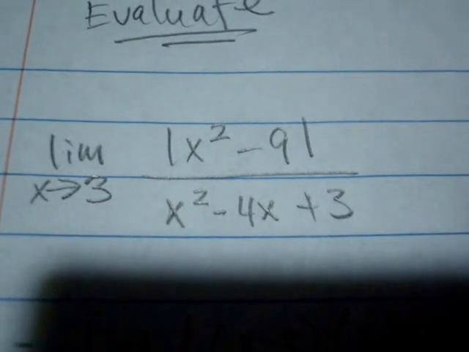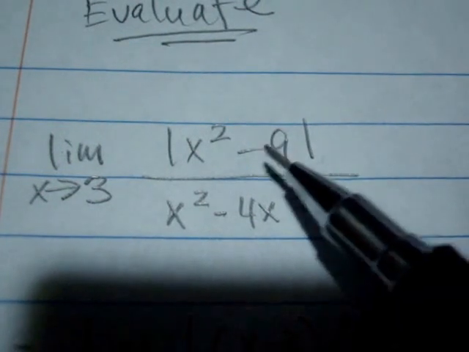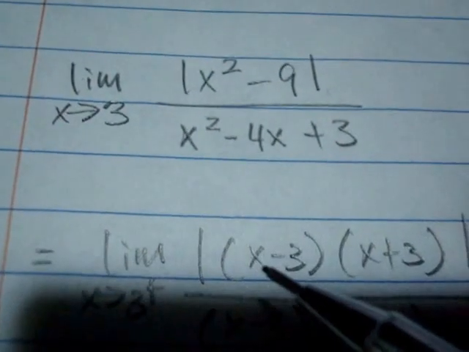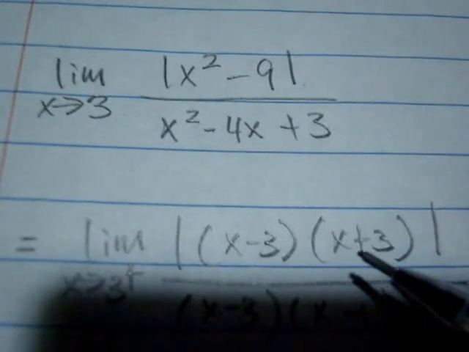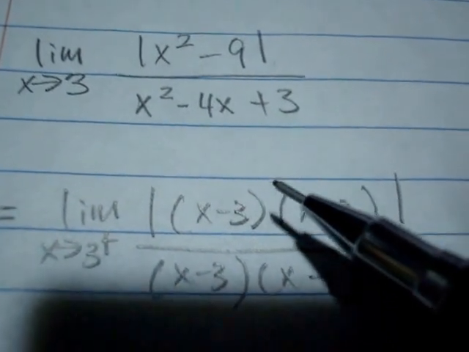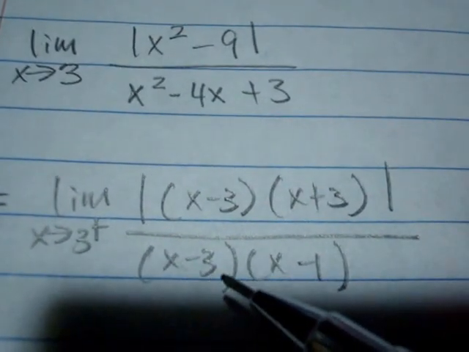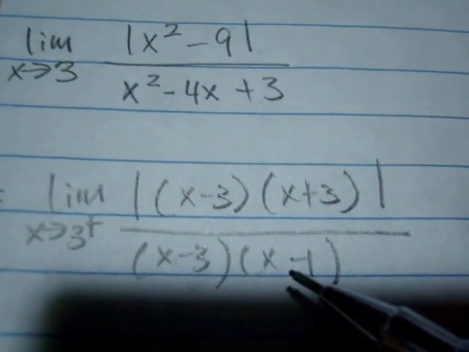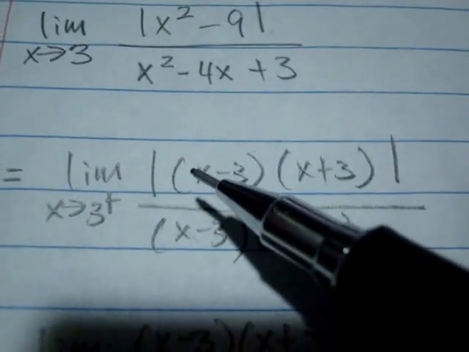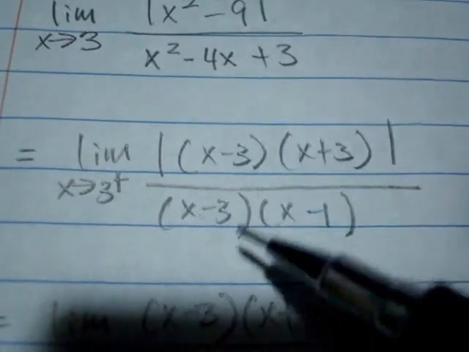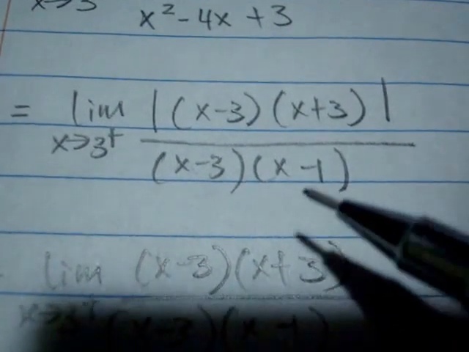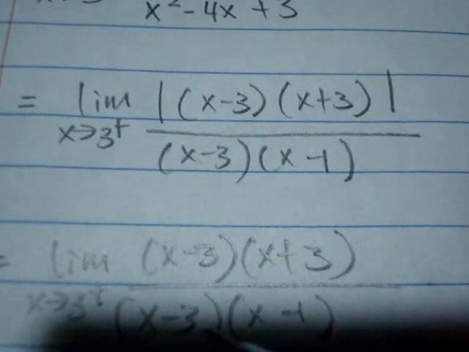To solve this problem, on the numerator you notice that x squared minus 9 can be factored into x minus 3 times x plus 3, divided by the denominator. The factored form of the denominator will be x minus 3 times x minus 1. Once you have that, you take the absolute value of the numerator, which will be the absolute value of x minus 3 times x plus 3. As for the denominator, it will be the same.